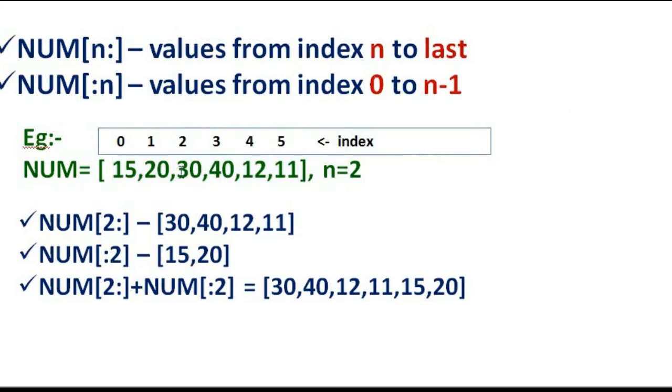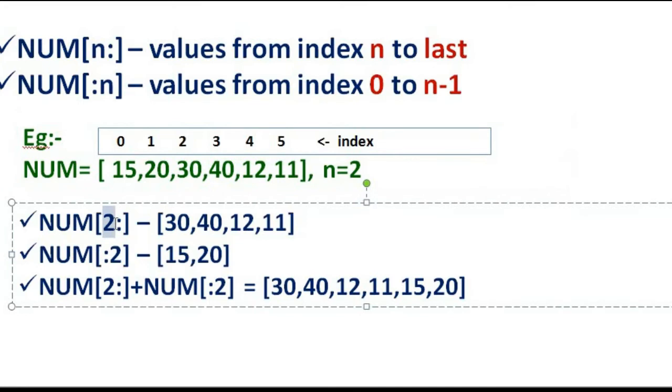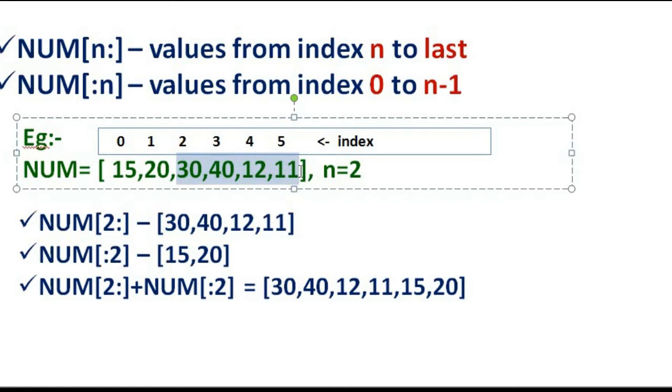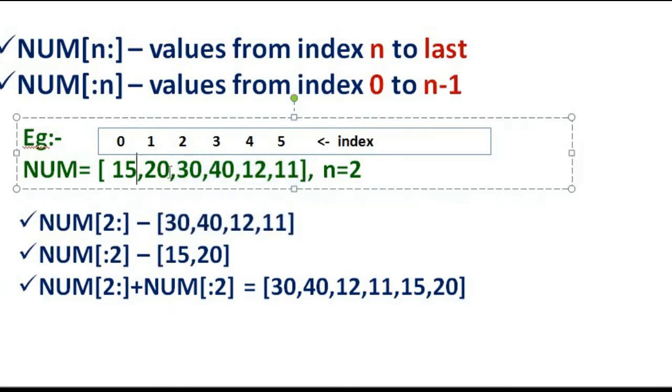In our output, first we need this part, that is the first slicing. Then at the end we need this part, the second slicing. Okay, how to slice this part? Index starts from 2. So num, then start value 2. Then what about the n value? Here it is up to the last value, so no need of giving the n value or stop value. Okay. So if you give 2 colon for slicing, you will get 30, 40, 12, 11. This much portion.